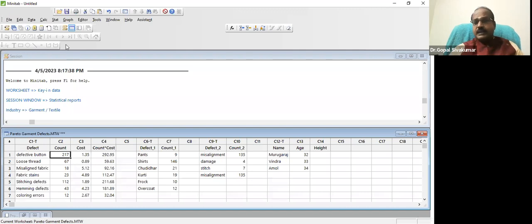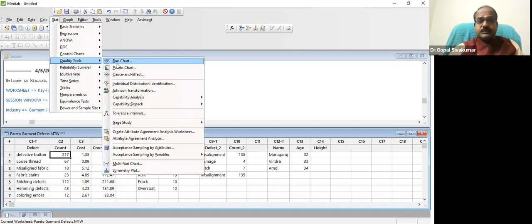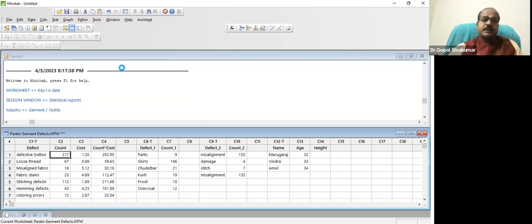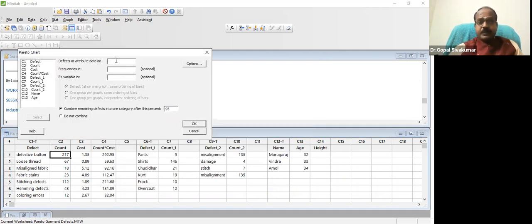Now let us plot a graph for that purpose. We go to Stat, then Quality Tools, then come to Pareto. Now Minitab is asking, where is the defects information? Defects information is available in column number 1. You click and then select. Frequency, where is it available? Column 2. Click and then select. That's all. Now you give OK.